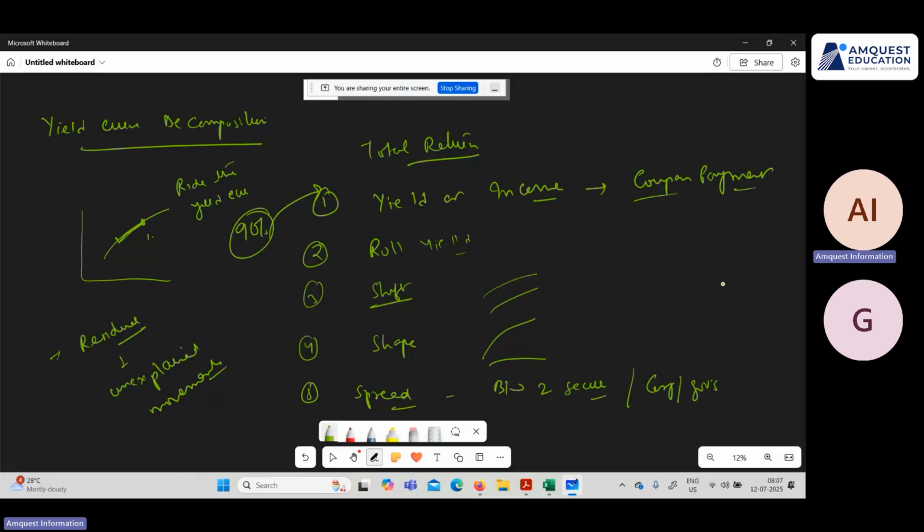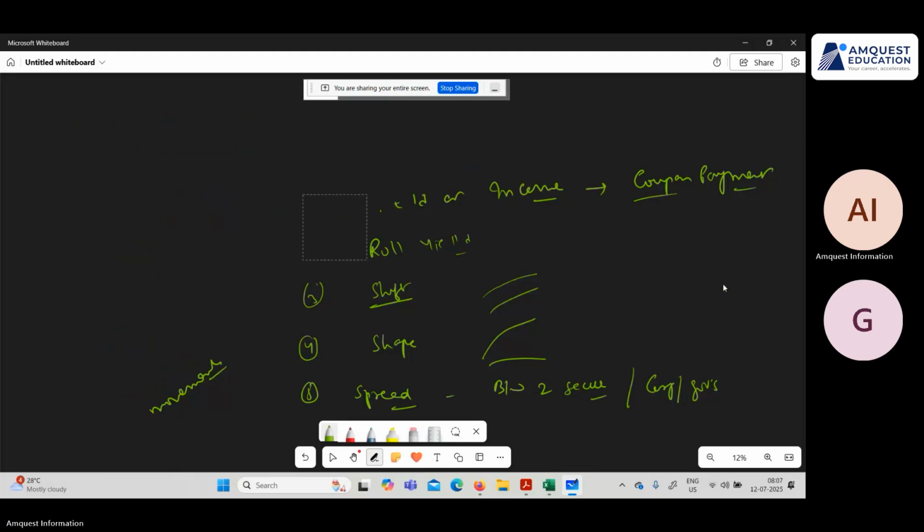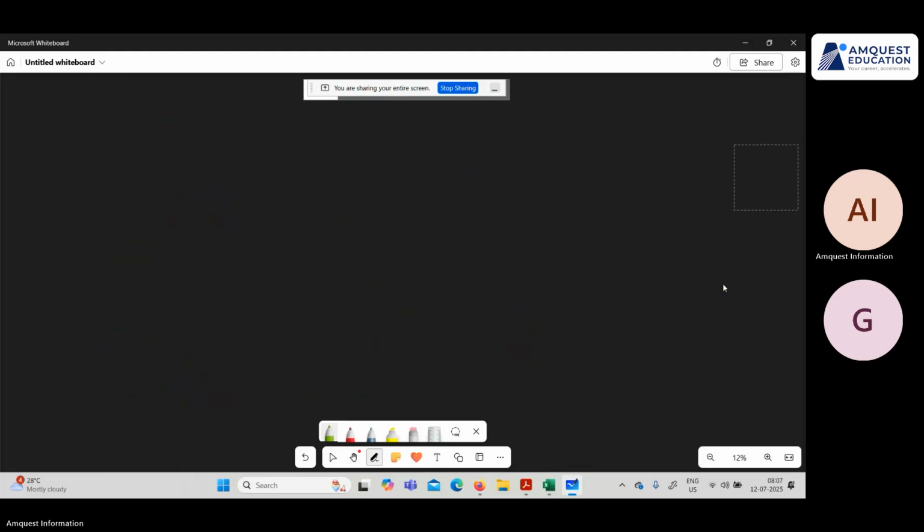Okay. And the last one in this is yield curve decomposition, but that's a full repricing.